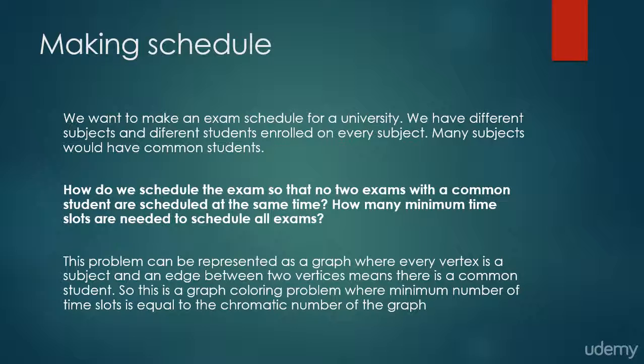Another application is making schedules. For example, we want to make an exam schedule for a university, and we have different subjects and different students enrolled on every subject. Many subjects would have common students. And how do we schedule the exams so that no 2 exams with a common student are scheduled at the same time? How many minimum time slots are needed to schedule all exams?